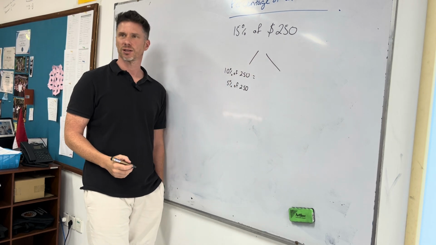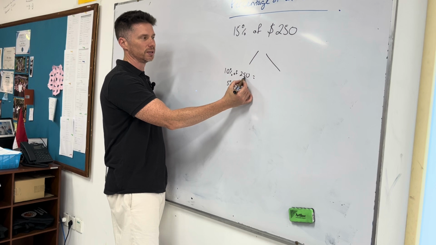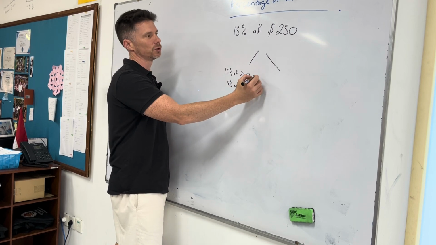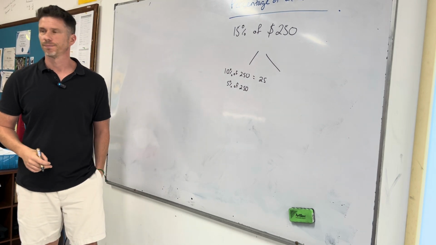10% is easy to get because I can just move the decimal place one spot, or remove the 0, or it's 1/10. So that's just 25. So removing the 0, dividing by 10.